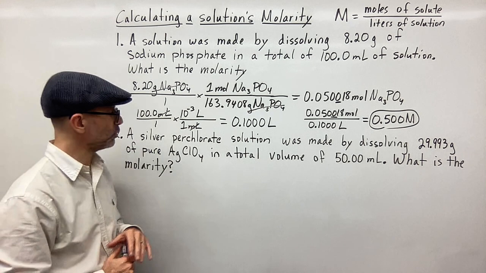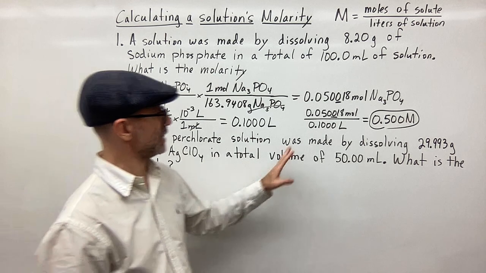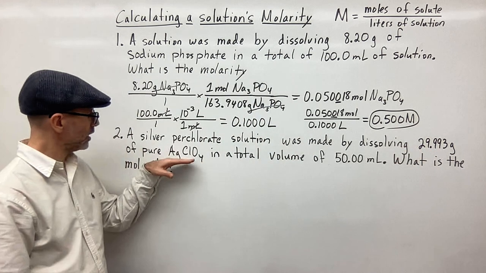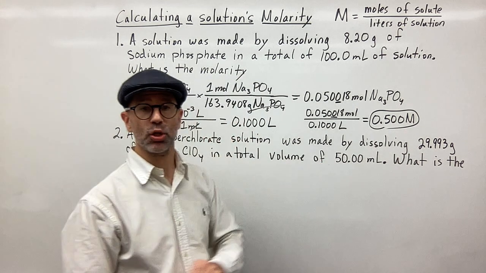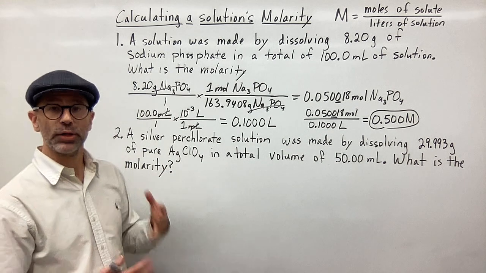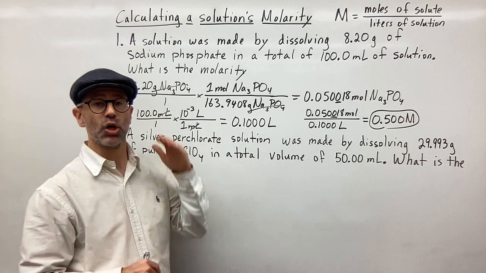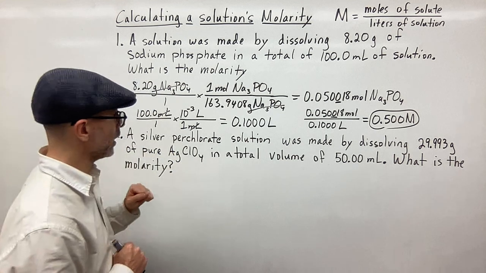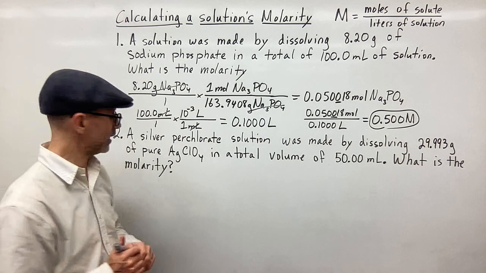Let's do the second problem. So here we're told that a silver perchlorate solution was made by dissolving 29.993 grams of pure silver perchlorate in a total volume of 50 milliliters of the solution, right? So what is the molarity? Once again, molarity is moles of solute divided by liters of the solution. So if we're not given moles and we're not given liters, we need to convert to those units. So here, once again, we're given grams of our substance, not moles. So we've got to convert that to moles.